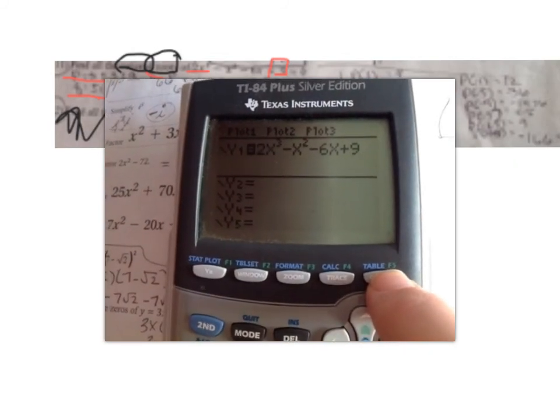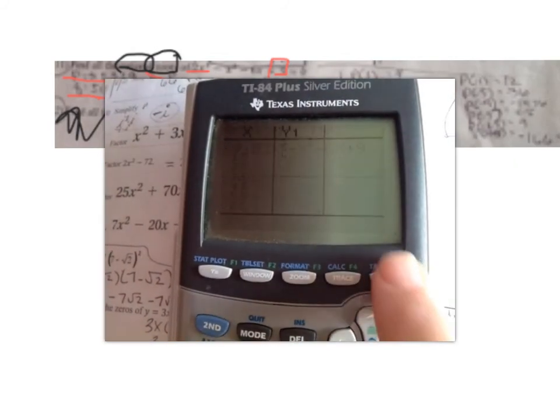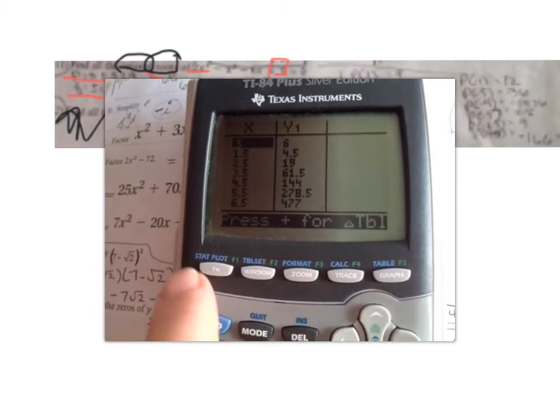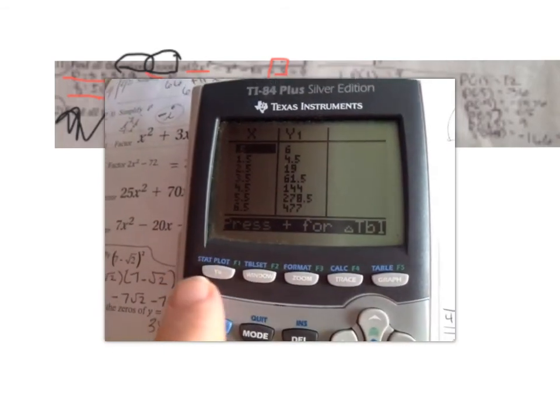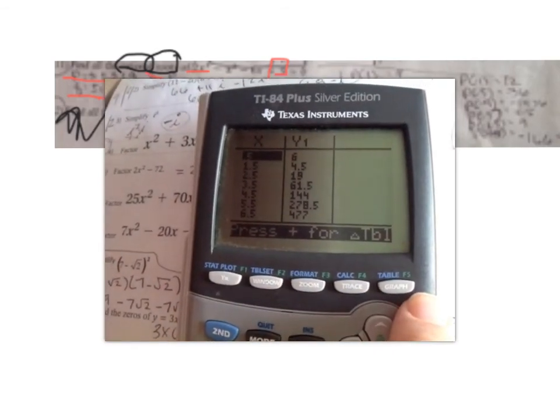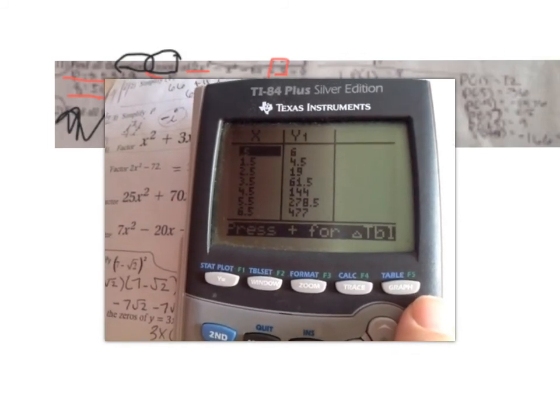We want to look at the table of values, so we go to second table. Remember, everything to do with graphing goes up here. All the commands are up here. So you can see that it starts at 1/2.